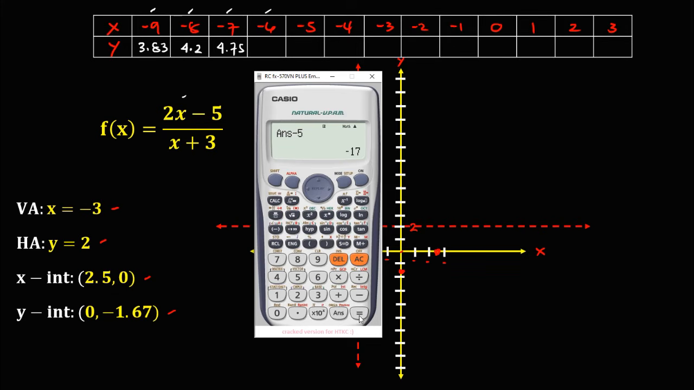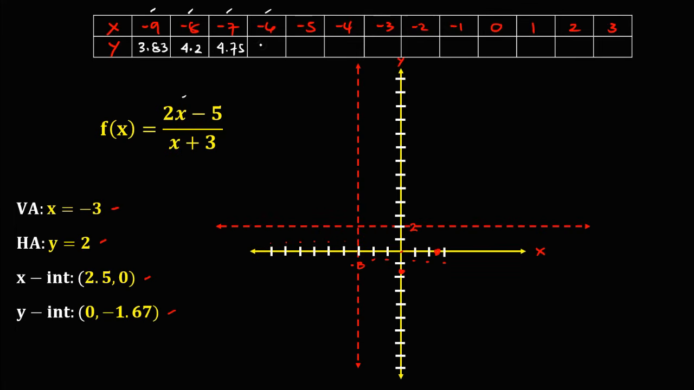Then for x equals negative 6, we have 2 times negative 6, then equals, minus 5 equals, then divide. So negative 6 plus 3, that's negative 3. So divide by negative 3, that's 5.67. So this one is 5.67.